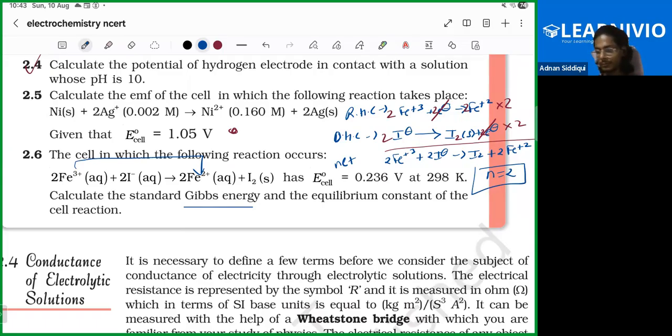Sir, Gibbs free energy I got minus 45.5 kilojoule per mole. Let me check. Minus 45.5. Good, good, good. This is the correct answer. Kilojoule per mole. Good. Yes, sir. Calculate the rest of the part.